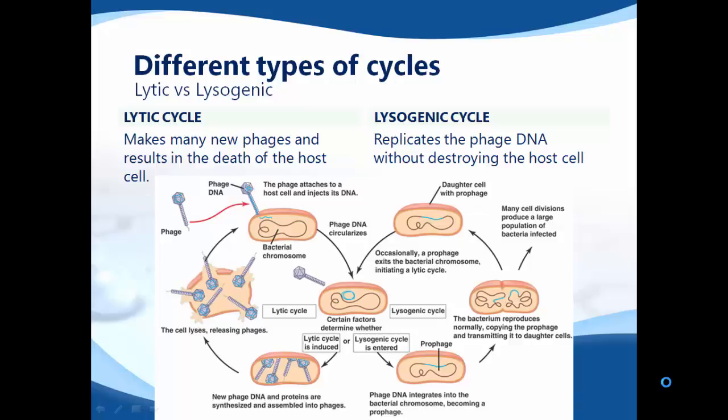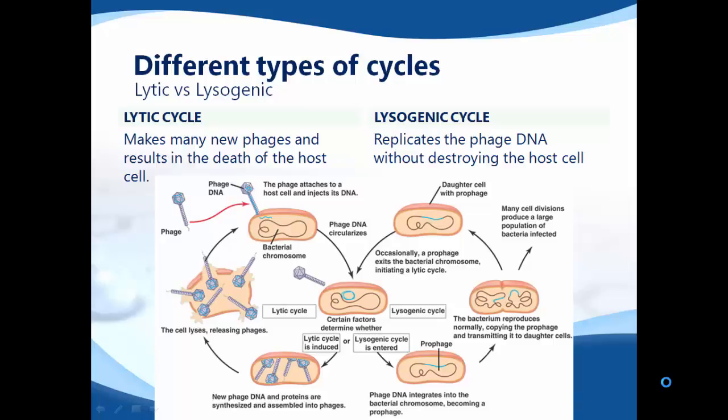The lytic cycle begins with the phage. The phage attaches to a host cell and injects its DNA. Then the phage DNA circularizes, so it can either go to the lytic cycle or the lysogenic cycle. So we're going to take the lytic cycle.